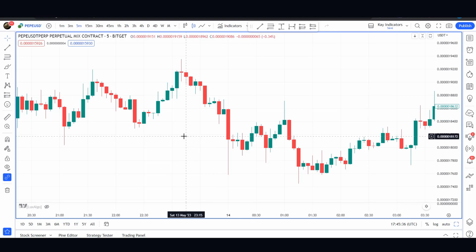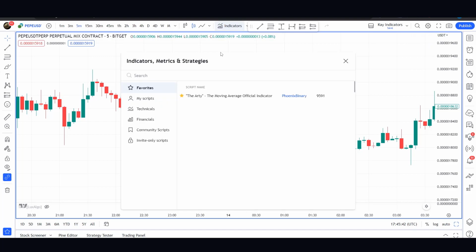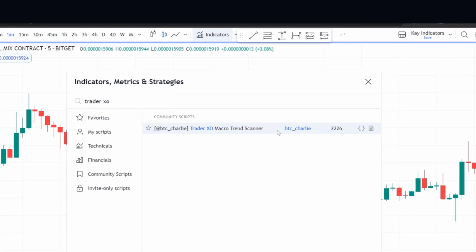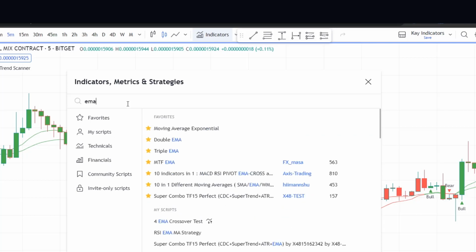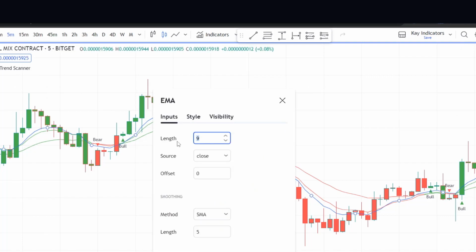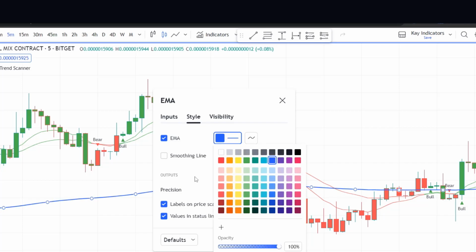Or rather, I should say, I will first show you how to use the indicator, and then we will look at the results. First of all, we will use the Trader XO Macrotrend Scanner by BTC Charlie. That's the first indicator, and the second one is the EMA, Exponential Moving Average. We also need the EMA as confirmation for when to go long or short. With the EMA, we do nothing different except changing the length from 9 to 200, and I like to make the line a little thicker.